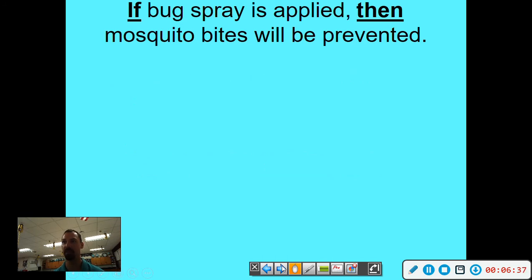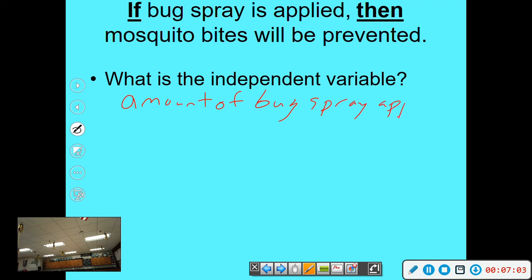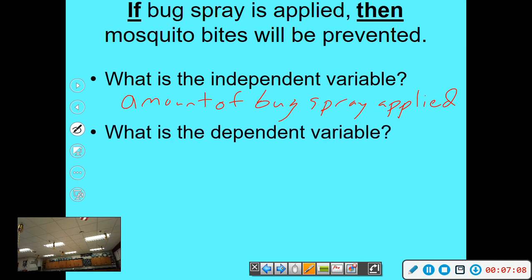All right, so if bug spray is applied, then mosquito bites will be prevented. So what is the independent variable in that experiment? Well, the amount of bug spray applied. All right, so I'll write that up front. So amount of bug spray applied. Okay, and the next thing, so what is the dependent variable? All right, the dependent variable is what I'm measuring. So in the case of this, well, we're going to count the number of bites. So number of bug bites.